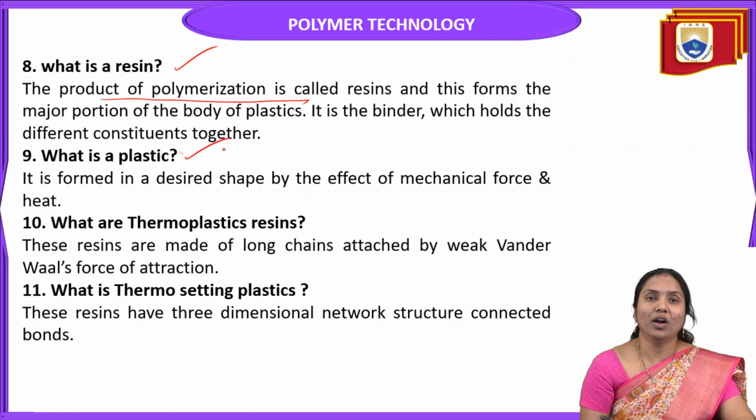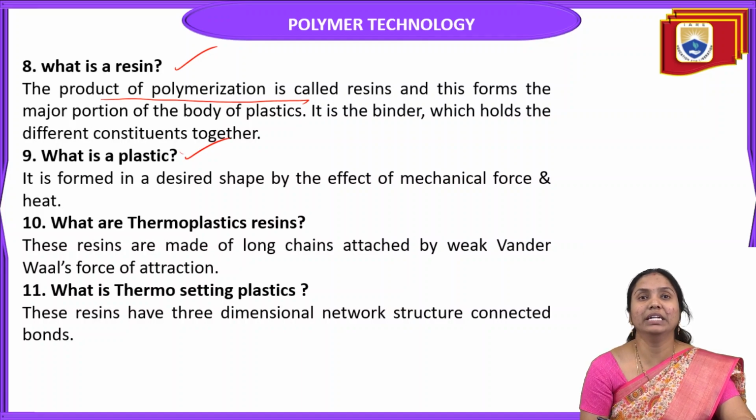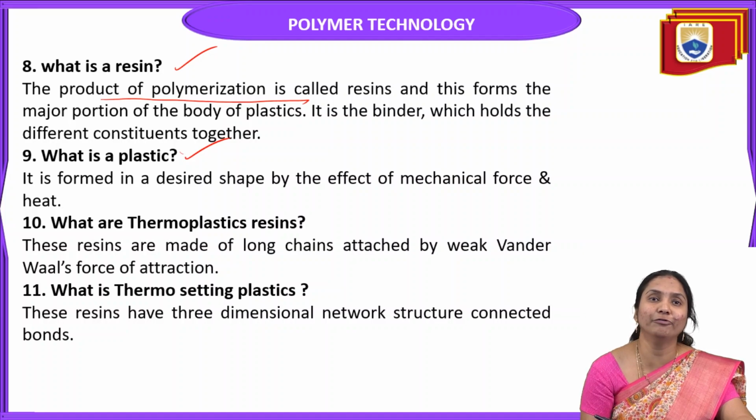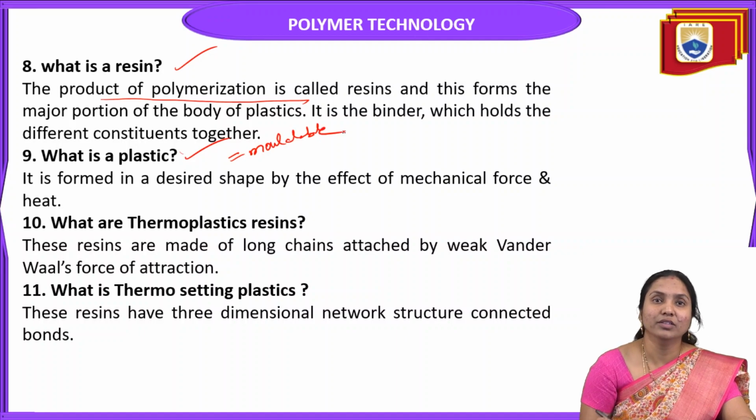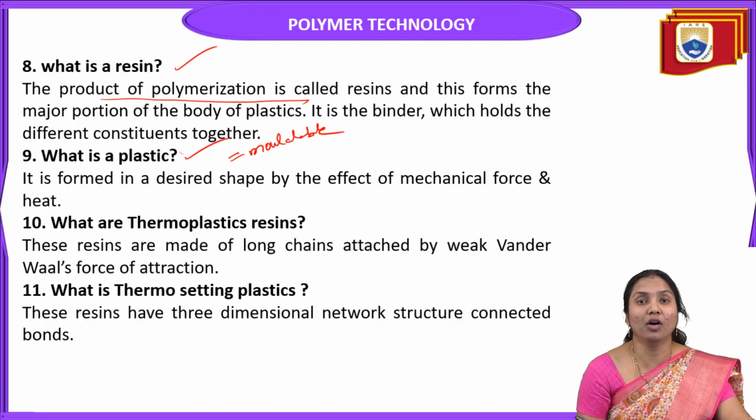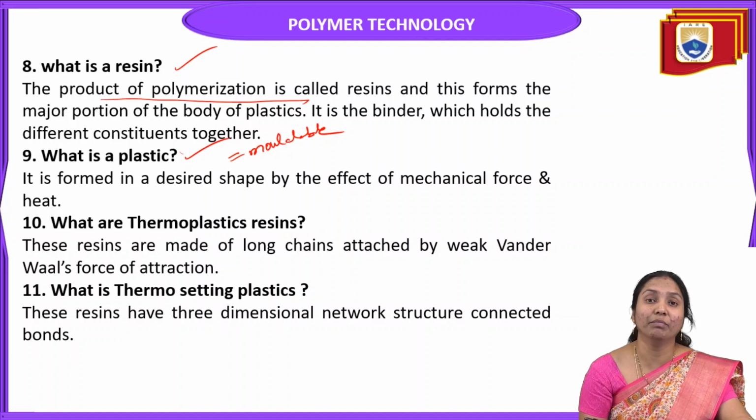Next, what is plastic? It is formed in a desired shape by the effect of mechanical force and heat. Simply we say, plastic, from the Greek, means moldable. The polymer which can be molded into a hard, tough, utility article by the application of heat and pressure is called plastic.